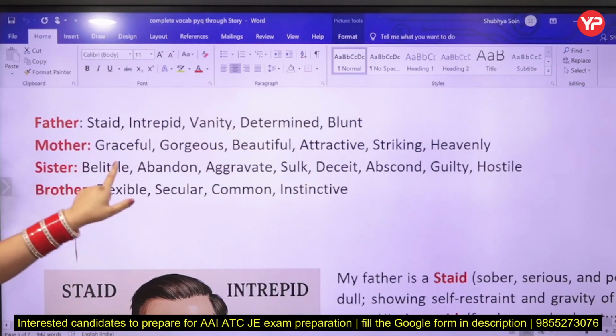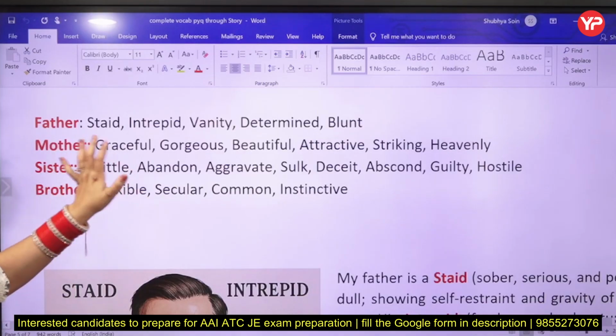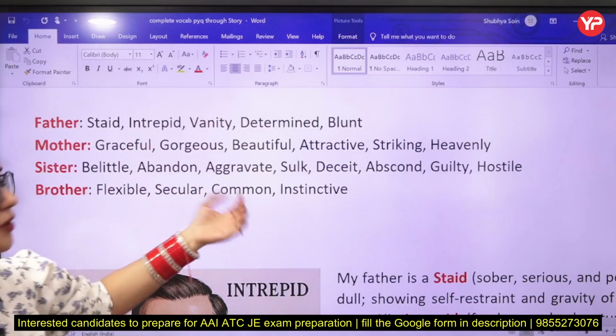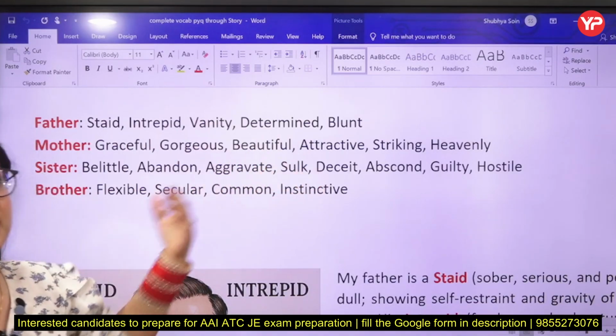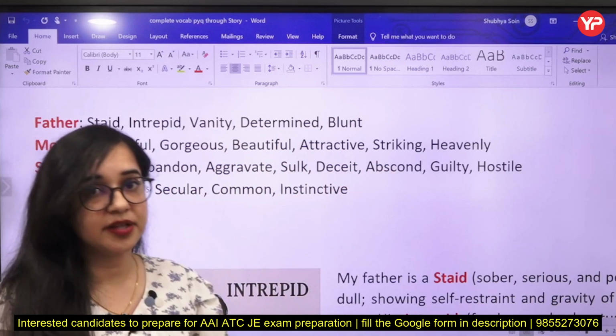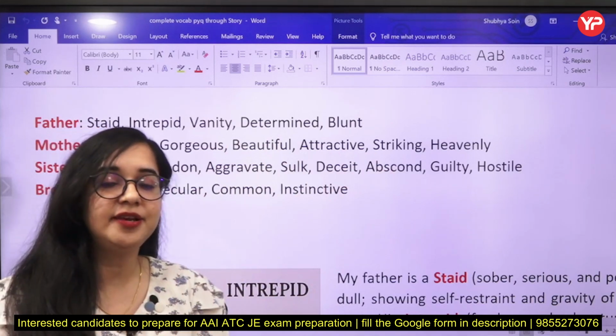Mother, graceful, very beautiful, elegant, sophisticated, gorgeous, that is a term for beautiful only, beautiful, good looking, attractive, that is appeasing, pleasing to the eyes, striking, that is something that is obviously clear, and heavenly, a god-like person.